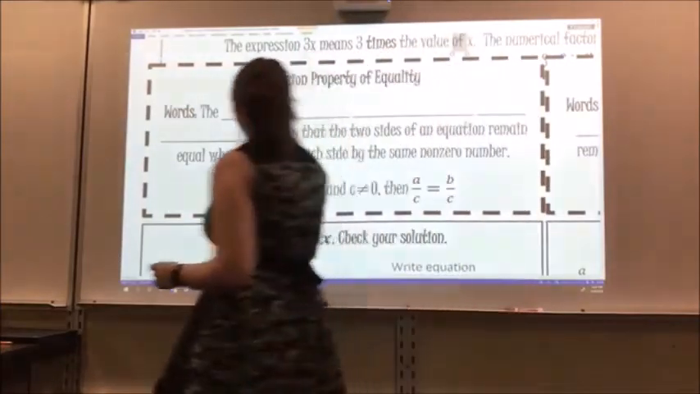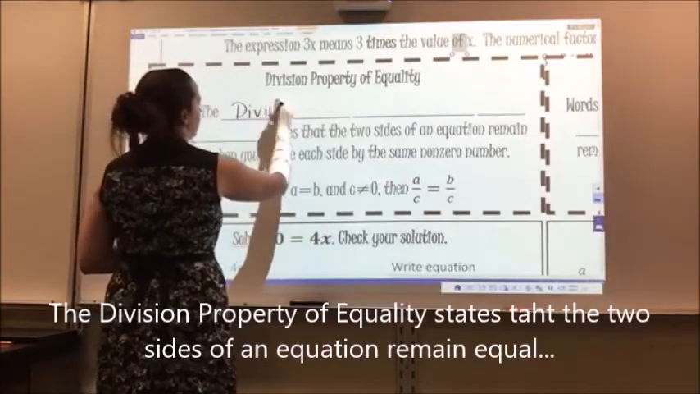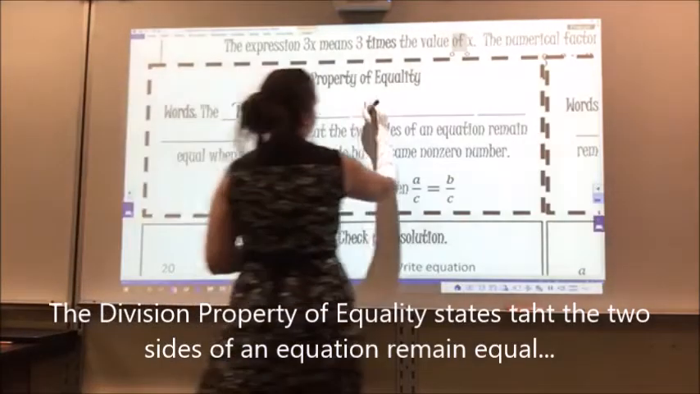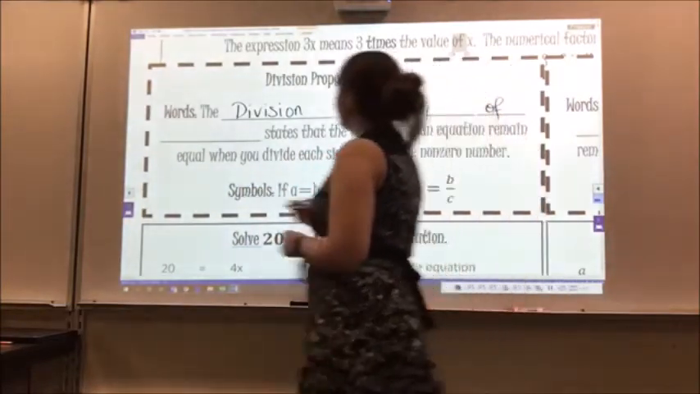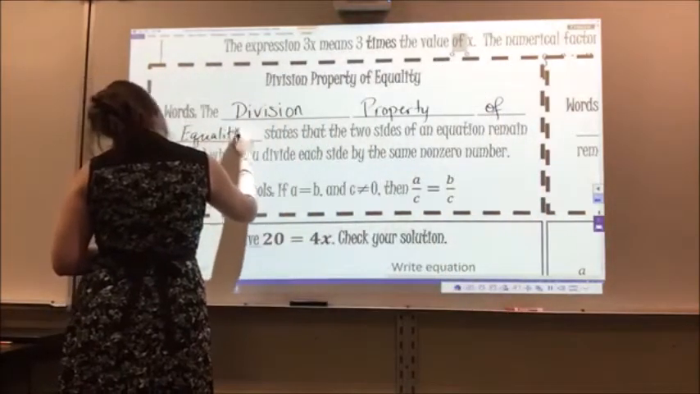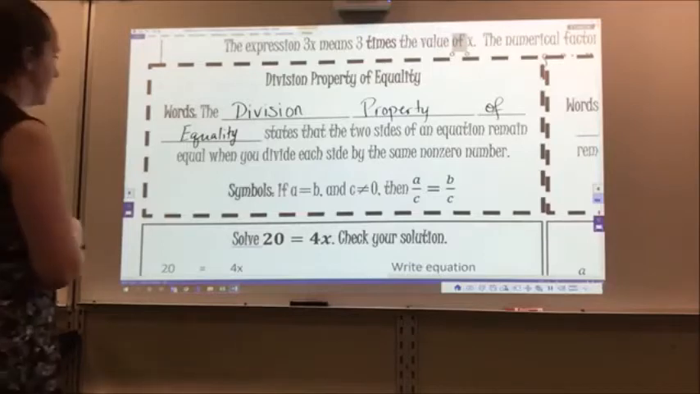Okay, so in these blanks you're going to write division property of equality. So the division property of equality states that the two sides of an equation remain equal when you divide each side by the same non-zero number.